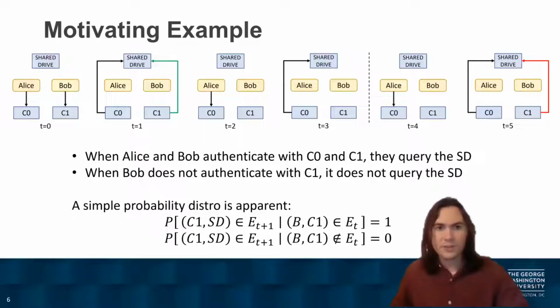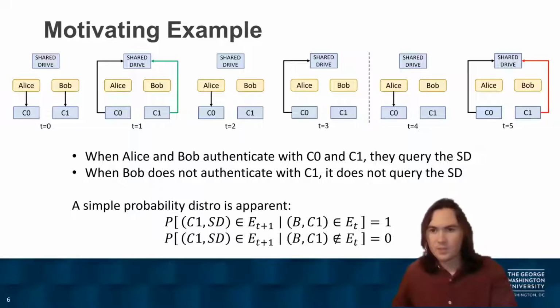So here's a motivating example. Suppose you have this little toy network with Alice and Bob. Alice talks to computer 0, Bob talks to computer 1, and after they've both talked to their computers, the computers go and get some information from the shared drive. You'll notice in time steps 2 and 3, when only Alice talks to her computer, hers is the only computer that goes and gets information from the shared drive.